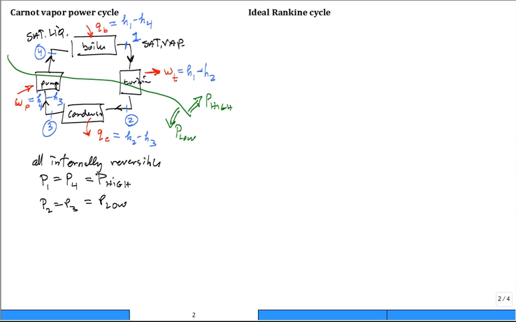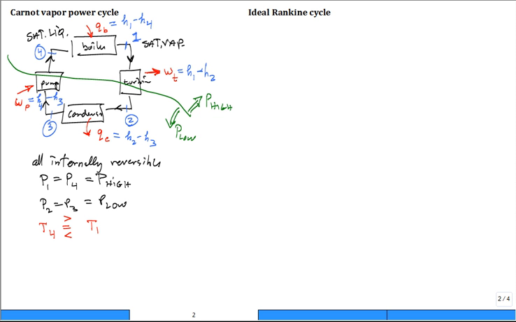True? Okay, here's the question I was going to ask. Talk to me about T4 versus T1. What is the relationship between the temperature at 4 and the temperature at 1? Is it greater than, equal to, or less than? Is T4 greater than T1, equal to T1, or less than T1? Okay, we have a vote for equal. Have a vote for less than.